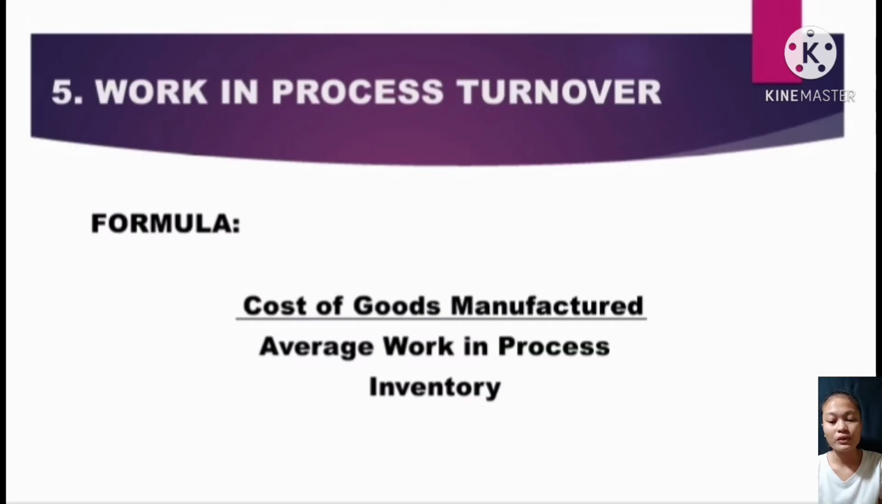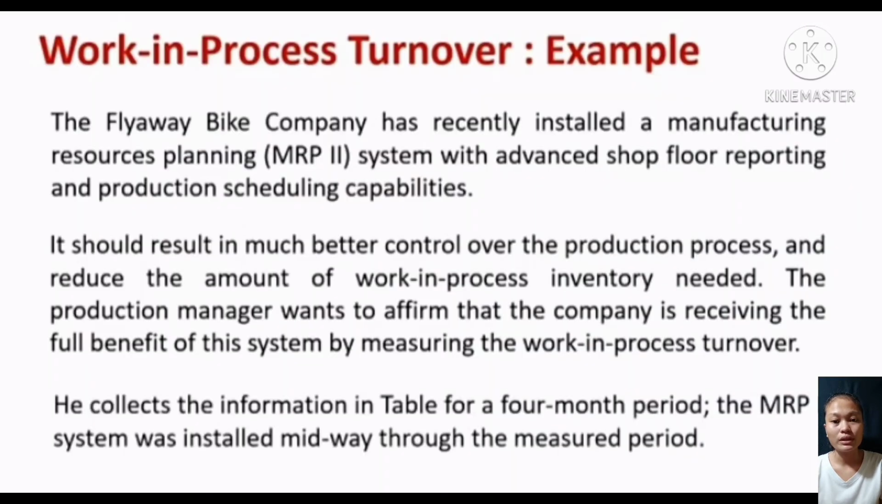Work in process turnover formula. Cost of goods manufactured divided by average work in process inventory. Work in process turnover signifies the number of times average inventory was reduced during the accounting period. It also indicates the time taken to produce the products. Here's the example of work in process turnover.